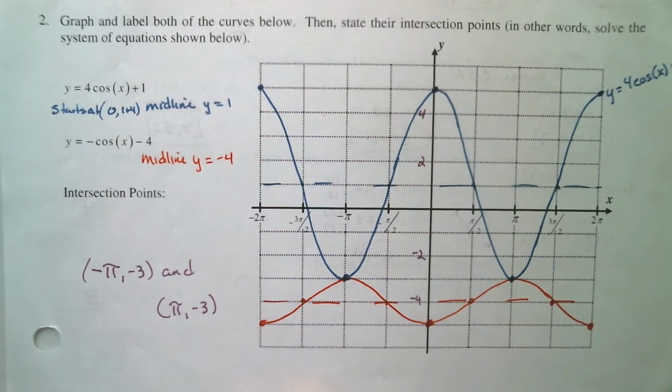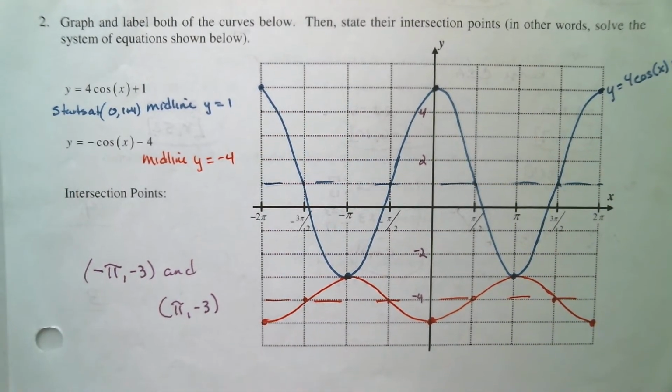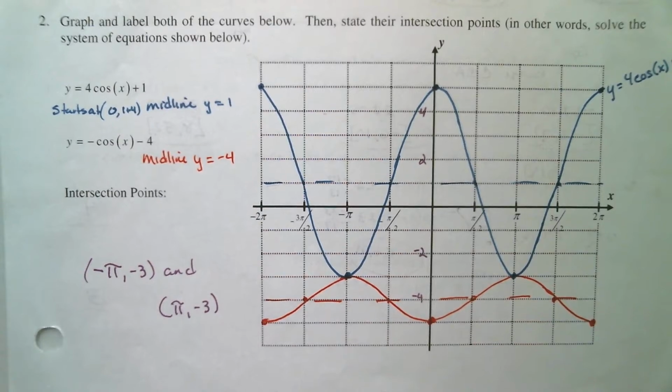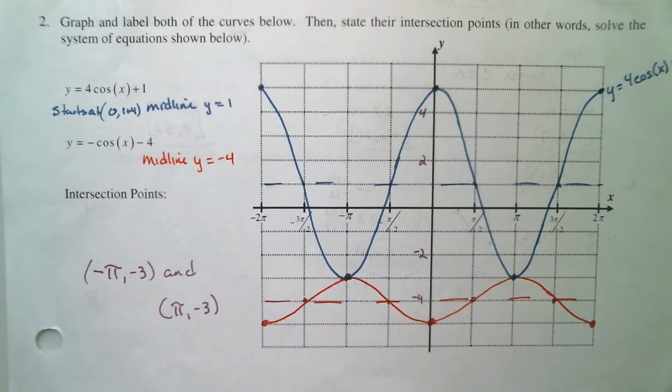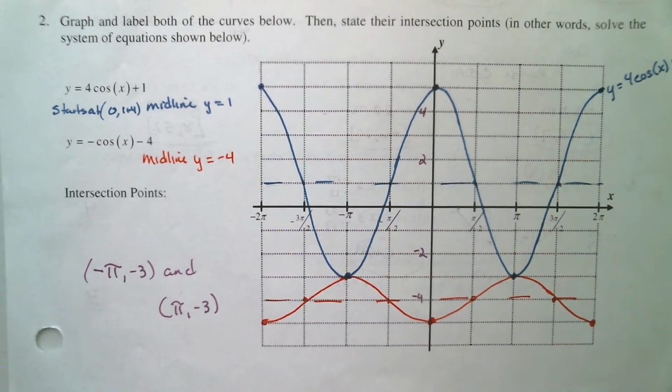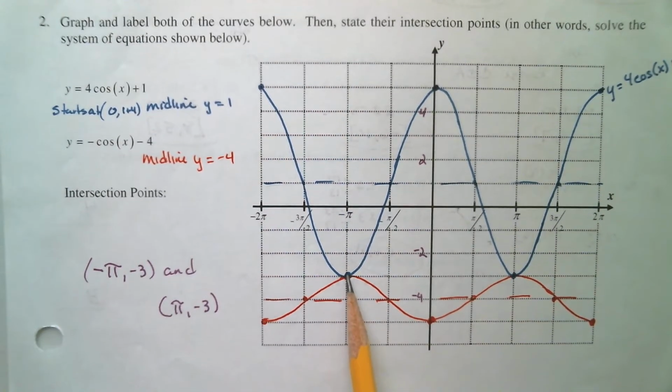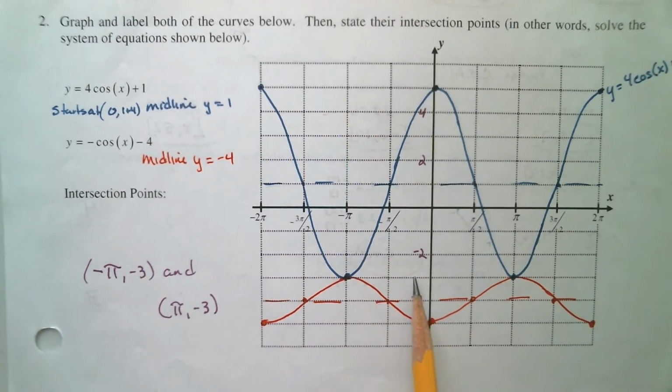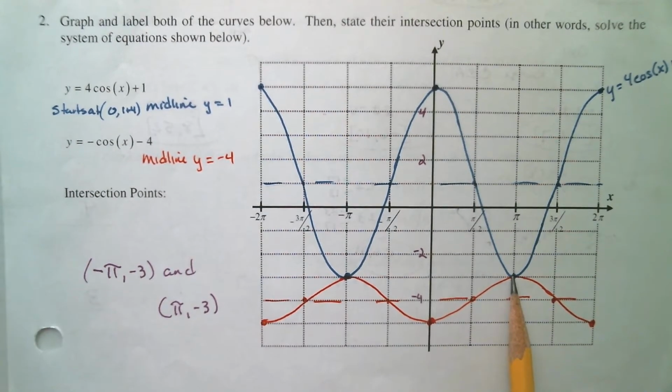if you need explanation. Number 2, blue is y equals 4 cosine x plus 1, and red is y equals negative cosine x minus 4. And they intersect at the 2 points here, negative pi, negative 3, and positive pi, negative 3.